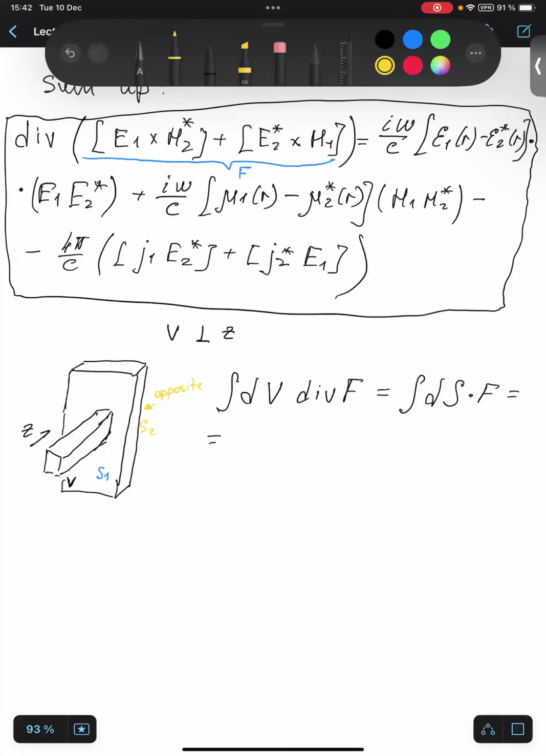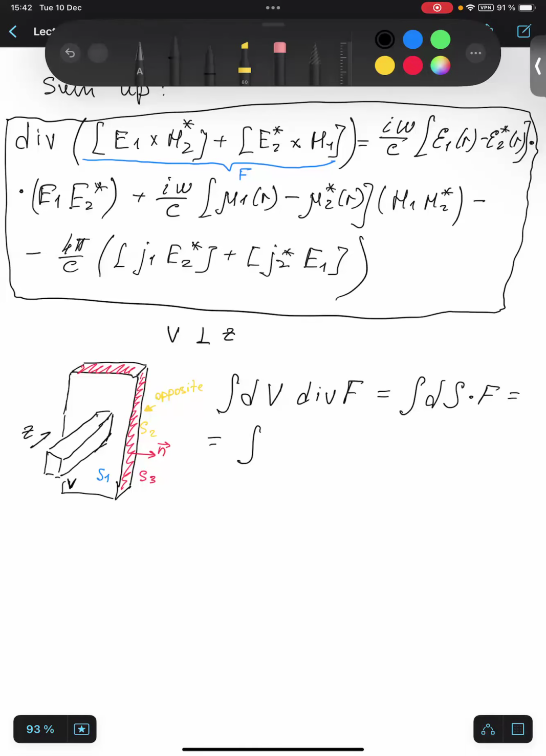And we also have this part. We need to integrate over, let's call it S3. We need here also the normal vector. So now we can split this integral in 3 parts.